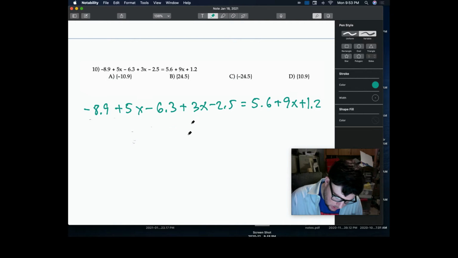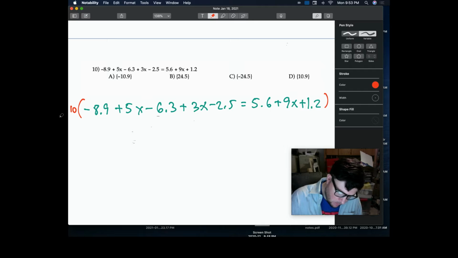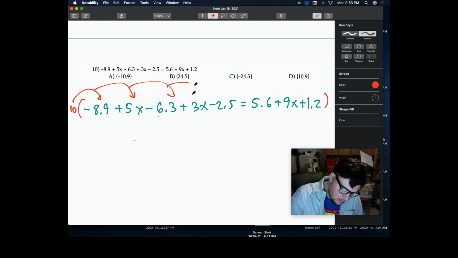Well, you can just tackle it straightforward, but a lot of times people see decimals and they freak out a little bit. So let's do this. We're going to multiply through by 10. And the reason why I'm choosing 10 is that by multiplying through by 10, I'm going to move the decimal place over 1.